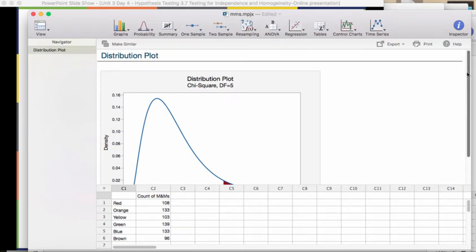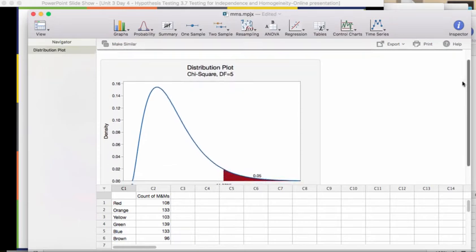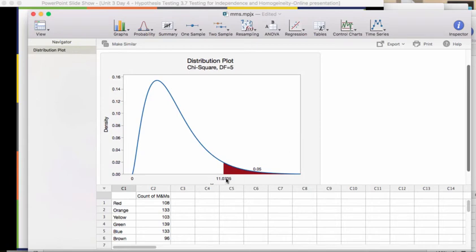So here's our distribution plot, and that's our chi-square distribution plot. We also get the critical value, which separates the region of rejection from the region of non-rejection, to be chi-squared equal to 11.07 approximately. And here our region of rejection is 0.05.